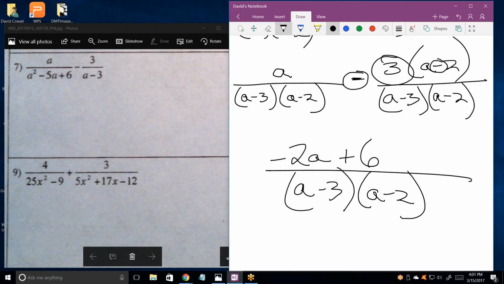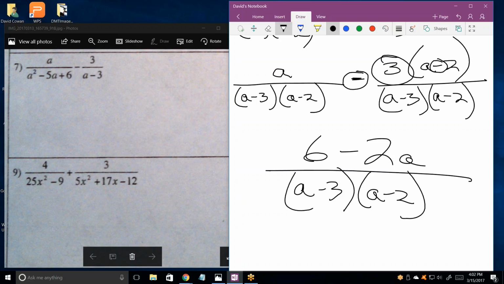Okay, now notice how I can rewrite that. This is a good problem, because I can rewrite this as 6 minus 2a. Do you see how I can do it? Yeah, because you pull out the negative 2, right? Well, I'm just switching the two terms. What I had, minus 2a plus 6, I'm going to write it as 6 minus 2a.